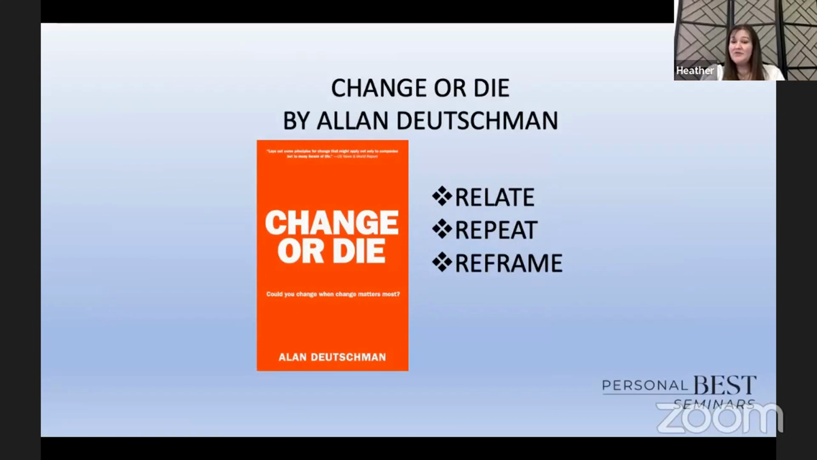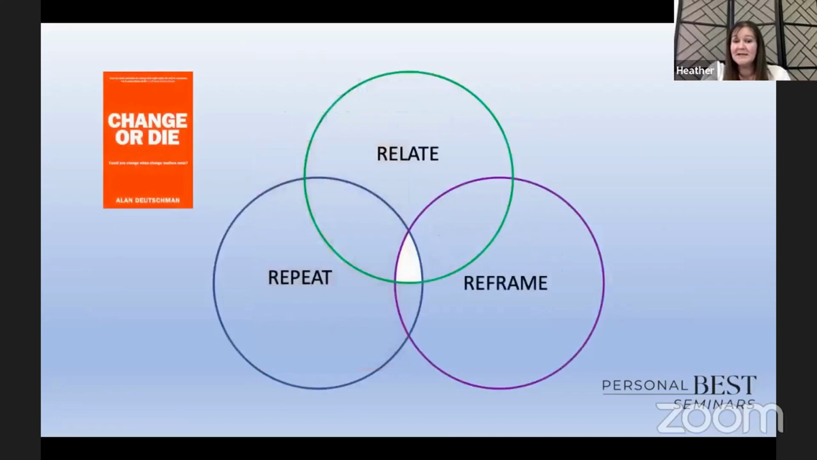We need to be able to relate to the people who are around us. We need to be able to repeat the behaviors, and we need to be able to reframe some beliefs that aren't working. So it looks like 3 circles like this, where it relates at the top. If you want to create changes, you need a support system. It's just the way it is. You need a support system. You need to be able to create behaviors that you can repeat over and over again.